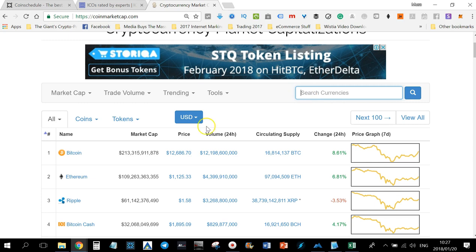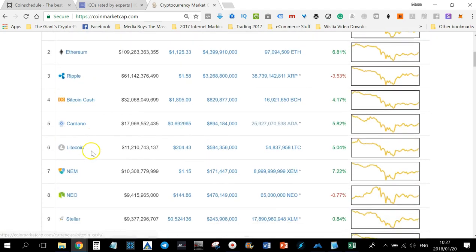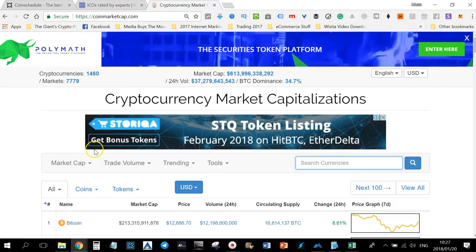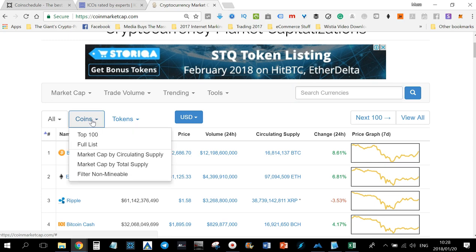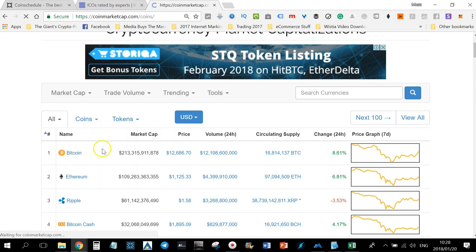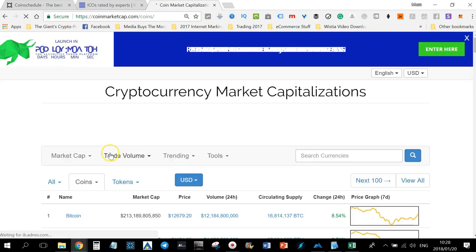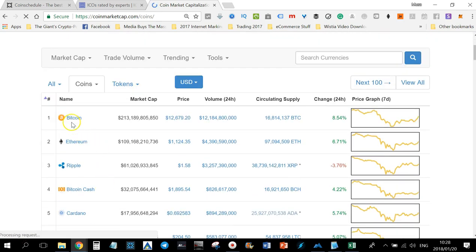Alright, so let's talk about these tabs now: the All tab, the Coins tab, and the Tokens tab. So obviously the All tab displays all the cryptocurrencies inside CoinMarketCap. It could be a coin, it could be a token. And then if you want to display the coins only, you would just click the Coins tab. You have several options there, but let's just go with the first one, which is going to be top 100 coins. So right now we are looking at the top 100 coins.